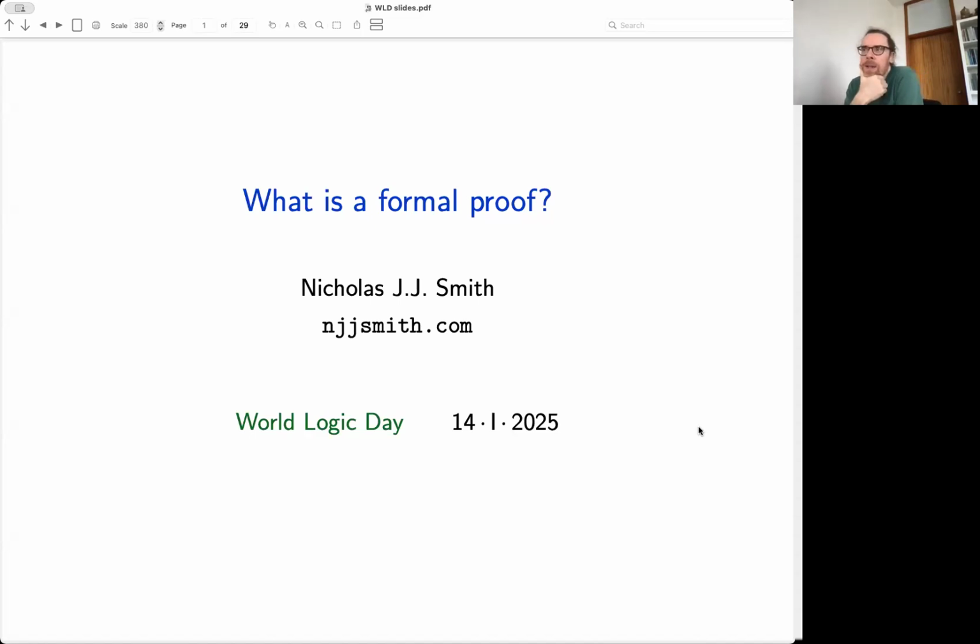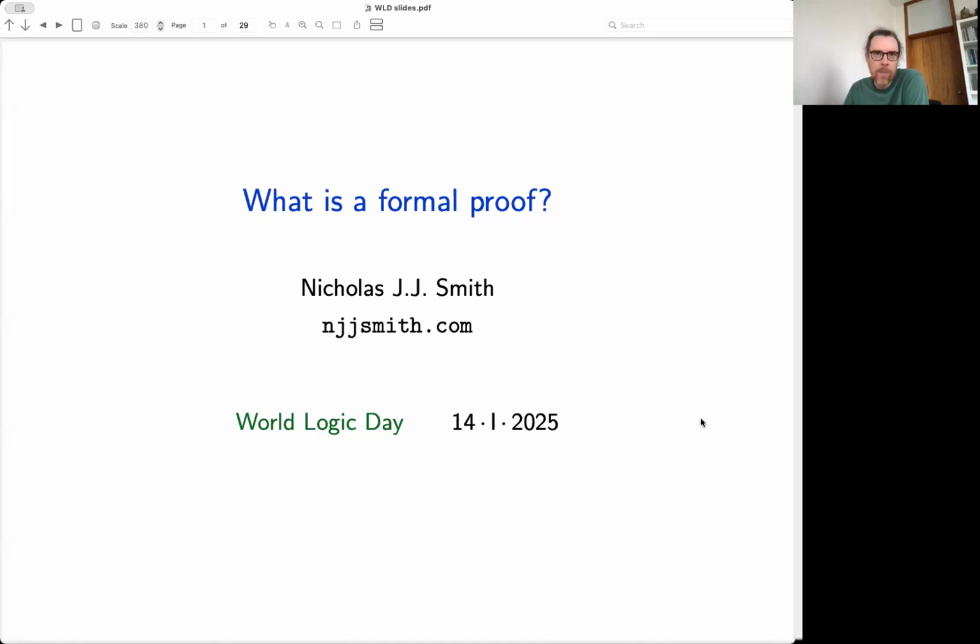Okay, yeah. So the talk is going to be about, as the title suggests, what is a formal proof? What is the very idea of a formal proof? We are very familiar with formal proofs in different particular proof systems, but this is stepping back a level to the question of what these things have in common that makes us regard them all as formal proof systems.